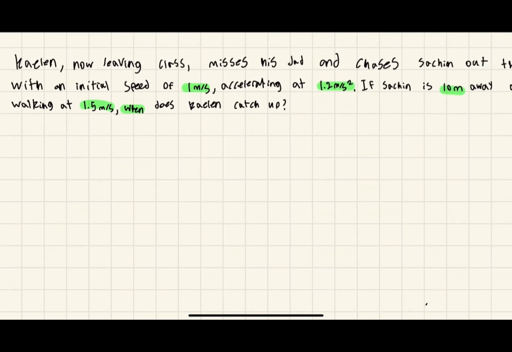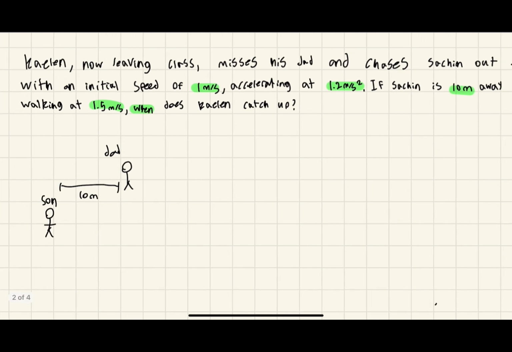So we know that Sachin is 10 meters away. So we can draw him 10, let's just write dad and son. We know that the distance between the two is 10 meters because he starts 10 meters away. And we know that Kalen is starting at 1 meter per second with an acceleration of 1.2 meters per second squared. And the dad is going at 1.5 meters per second. And we know that they're going to meet up here.